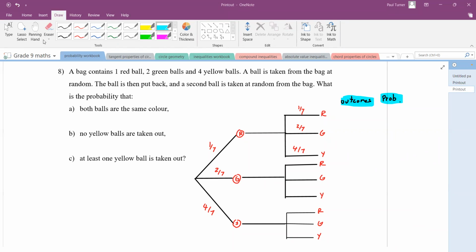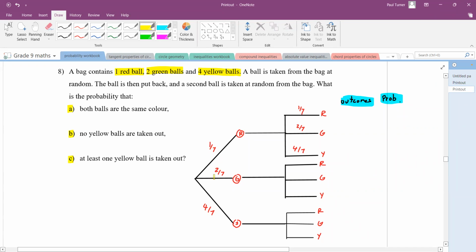So for question 8, we have a bag that contains 1 red ball, 2 green balls, and 4 yellow balls. A ball is taken from the bag at random. The ball is then put back and a second ball is taken at random from the bag. What is the probability that A, both balls are the same color, B, no yellow balls are taken out, and C, at least 1 yellow ball is taken out?